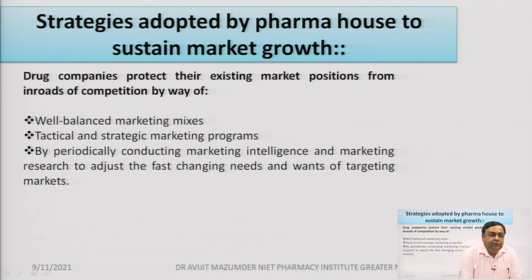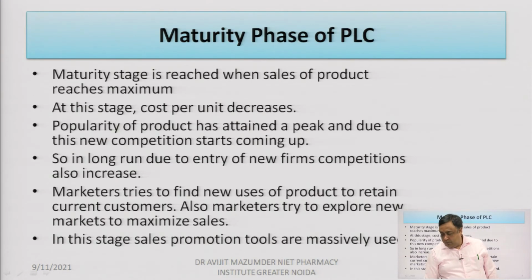So, the drug companies protect their existing market position from inroads of competition by way of a well balanced marketing mix, technical and strategic marketing programs, by periodically conducting marketing intelligence and market research to adjust to the fast changing needs and demands of the customers or the target market.